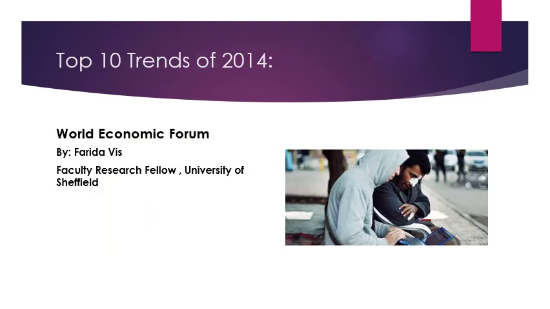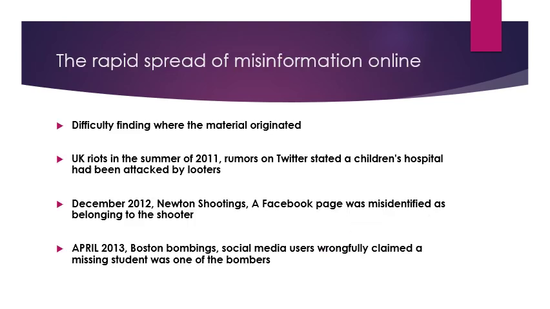Next, the name of our second article is Top 10 Trends of 2014, number 10, The Rapid Spread of Misinformation Online, from the World Economic Forum and also by Farida Weiss. So, why is misinformation spread so rapidly? Well, there is difficulty in finding where the material originated.